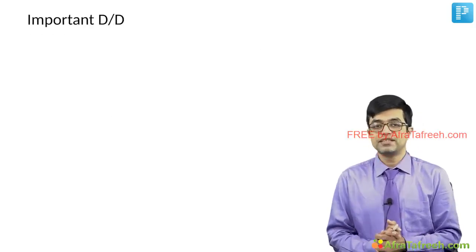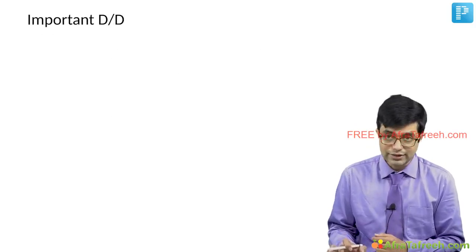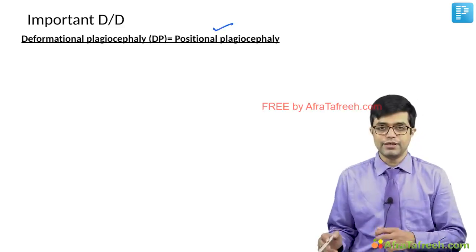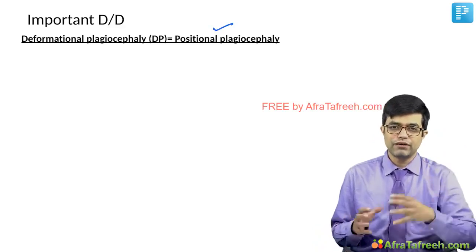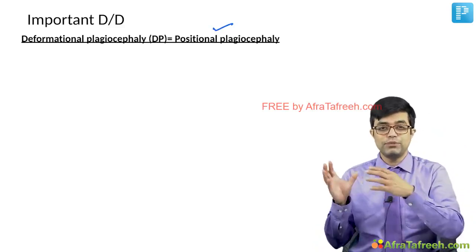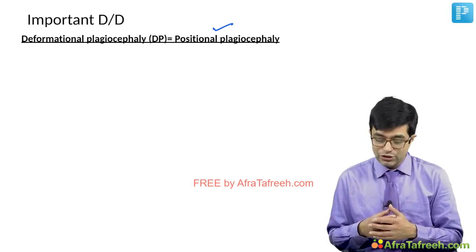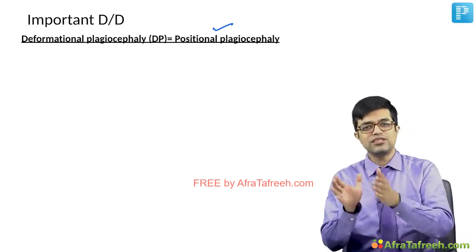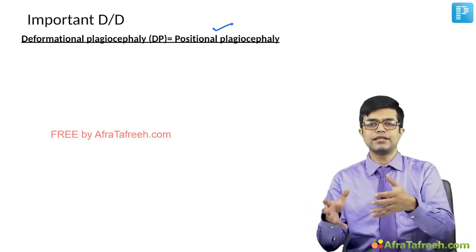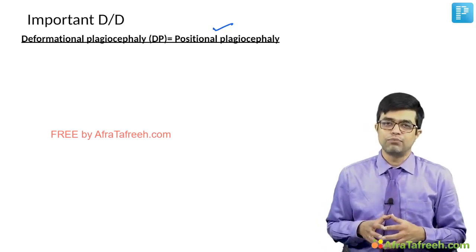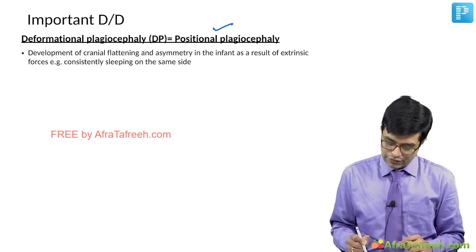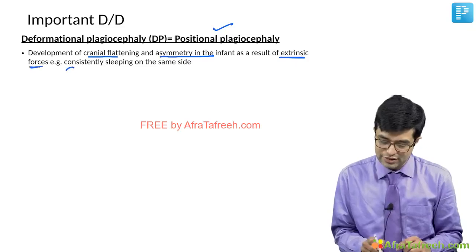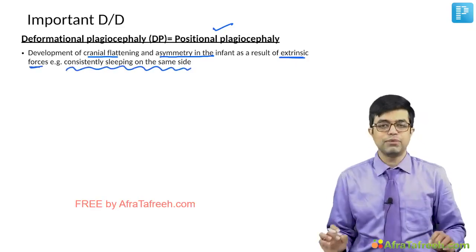Important differential diagnosis of these craniosynostosis is a condition known as deformational plagiocephaly, also called positional plagiocephaly. See, plagiocephaly, you had frontal plagiocephaly, asymmetric skull frontally, you have occipital plagiocephaly, which is posteriorly, and then you have deformational. Deformational is not a true craniosynostosis. It is a positional change when the child lies in a certain position and there is abnormal molding of the skull bones. So the development of cranial flattening and asymmetry in an infant due to extrinsic forces like consistently sleeping on the same side is deformational plagiocephaly.